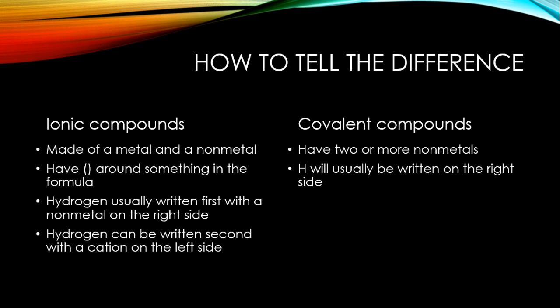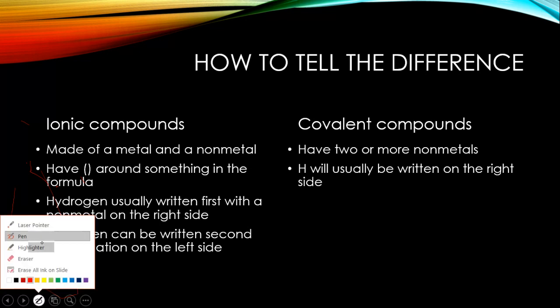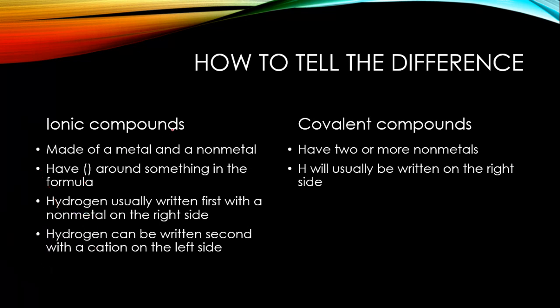Well, first of all, when you're looking at these, you need to realize that ionic compounds are made of a metal and a nonmetal. They're made of a metal and a nonmetal. So if you are looking at their formulas, look at the very first ingredient and decide if it's a metal or a nonmetal. Ionic compounds oftentimes have parentheses around something in the formula.